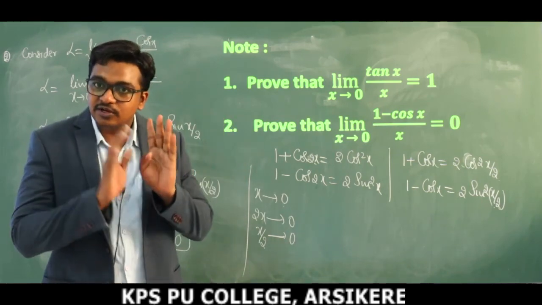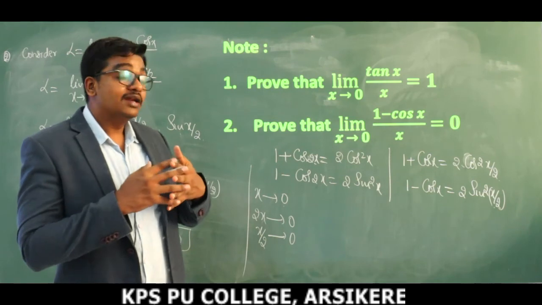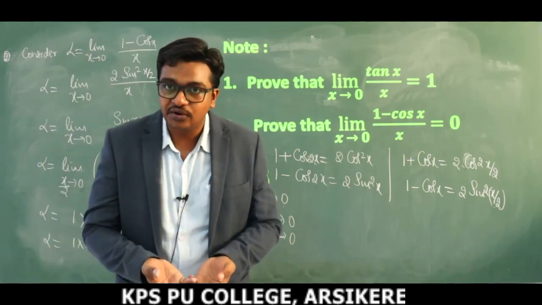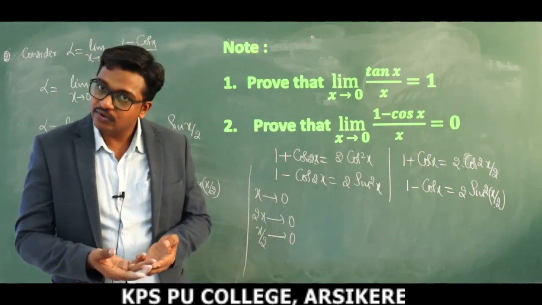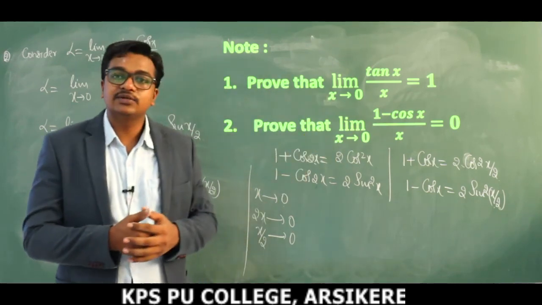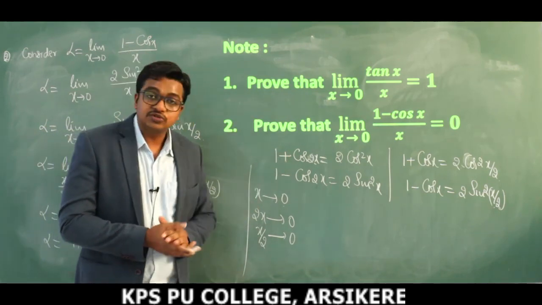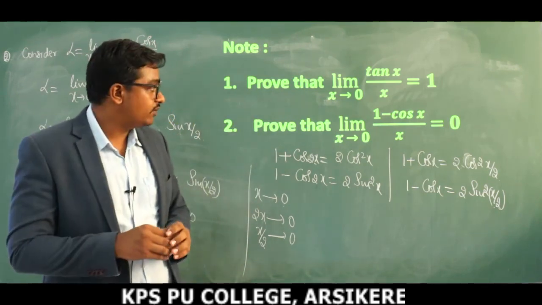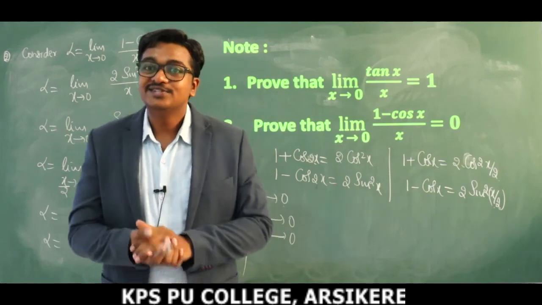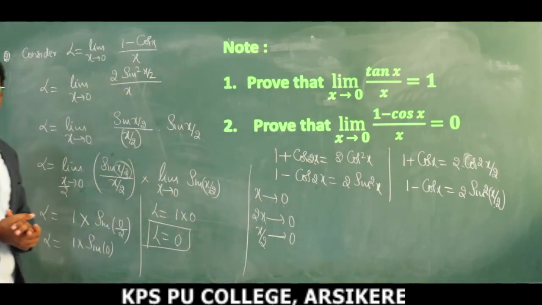So we have discussed 3 important results in this class. First one, limit as x approaches to 0 of sin x divided by x is equal to 1. Similarly for limit as x approaches to 0 of tan x divided by x is equal to 1. And the last one, limit as x approaches to 0 of 1 minus cos x divided by x is equal to 0. Take a pause and note all the things that I have written here.